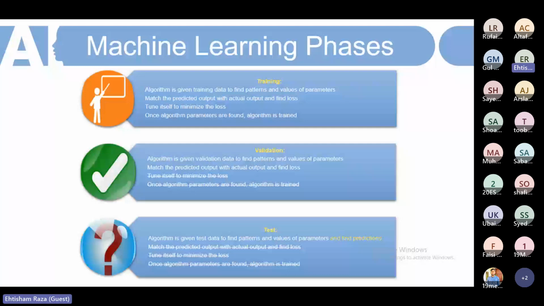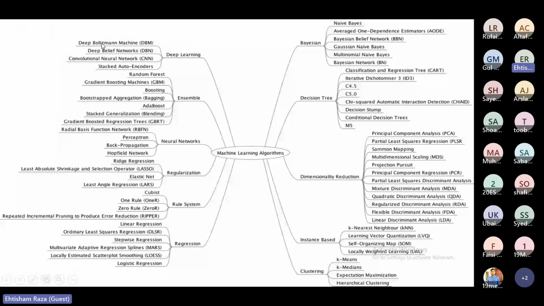In machine learning we have different types of algorithms. If we go about deep learning, we have deep Boltzmann machine, deep belief networks, stacked autoencoders. If we talk about ensemble, we have different kinds of algorithms: random forest, gradient boosting machine, bootstrap aggregation, AdaBoost, stack generalization, gradient boosting trees, radial basis neural network. If you go about neural networks, we have perceptron, back propagation, Hopfield network.